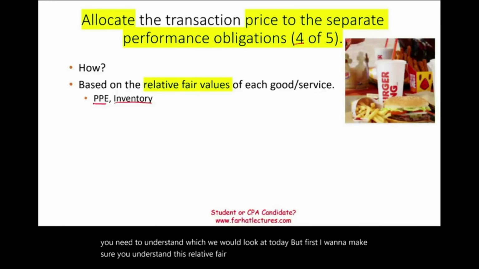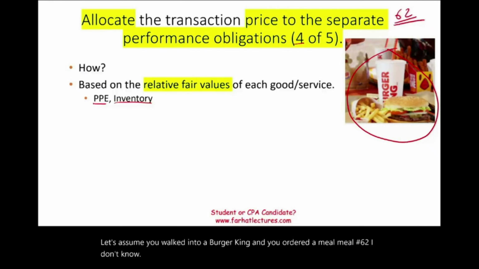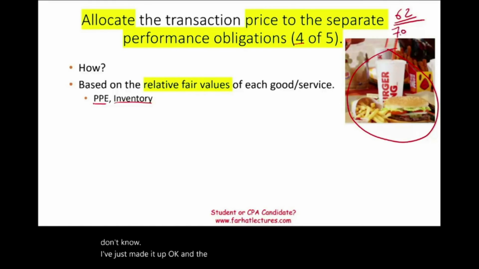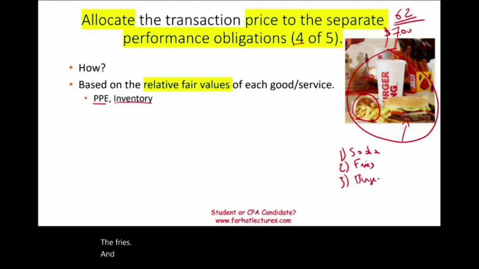Let's assume you walked into a Burger King and you ordered a meal number 62. I don't know, I've just made it up. And the price for this meal is $7. In this meal, you're going to get a drink, the fries, and a burger. So you're going to be getting 3 different items: the soda, the fries, and the burger. And the deal is you pay $7 for all 3 items if you buy them all together in a meal.